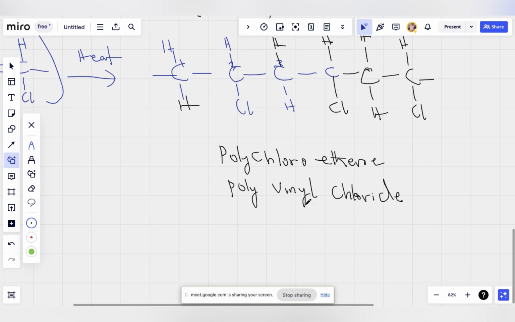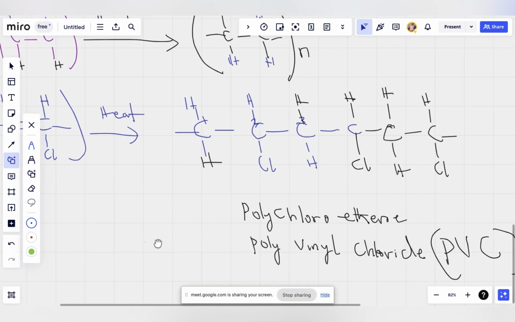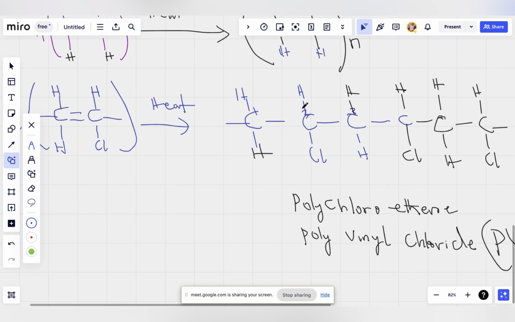Polyvinyl chloride is the PVC pipe, what you call the PVC pipe for conduit and for plumbing work. The plumbing pipes in our homes are made from it. It's actually polychloroethene, a polymer made from chloroethene. So polyvinyl chloride. All these are addition polymerization. What we've just looked at is addition polymerization.